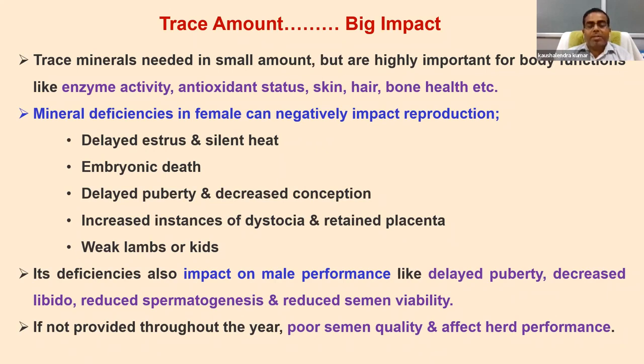If those minerals are not provided throughout the year, then what happens? Poor semen quality, and ultimately it affects herd performance. Once herd performance is affected, then definitely the farmer will be in loss. The farm will be in loss. So economically it is very important, and we have to supplement, or advise the farmers to supplement, the mineral mixture. That will be the better idea to get optimum performance and better herd performance in small ruminants.